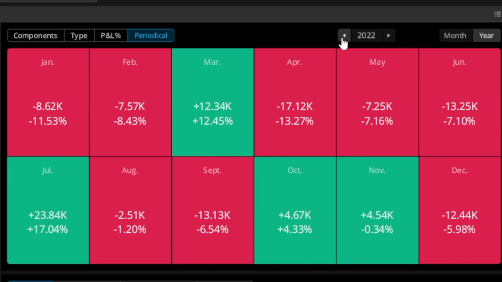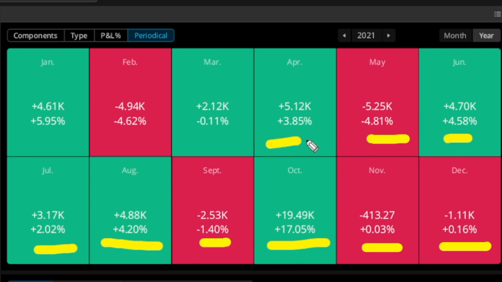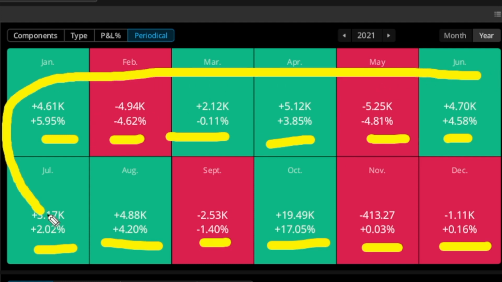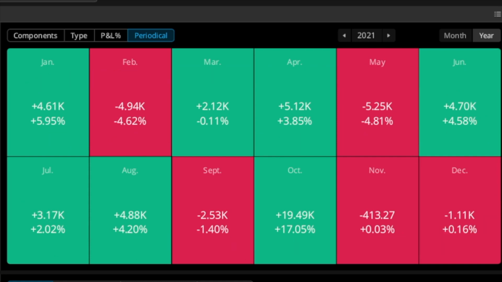So we'll keep going and take a look at 2021. You can see this year was pretty solid. So minus 1.11, minus $413, up 19.49, minus 2.53. You can see several green months, some red ones. You get the point. At this time, you'll also notice the account was smaller, so the gains and losses were smaller in this earlier period of time.